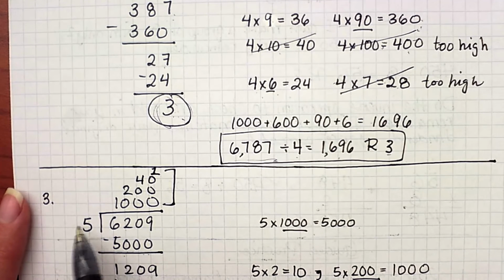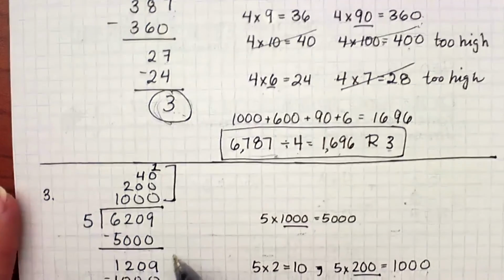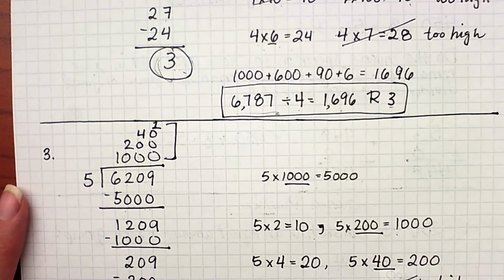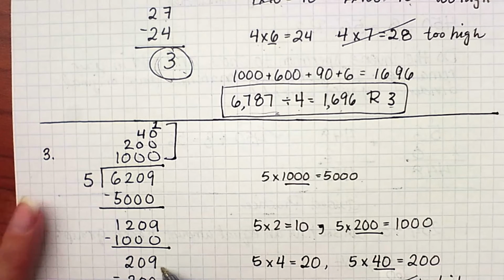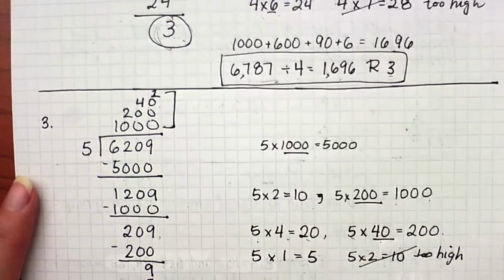So next I need to think, how many groups of 5 are there in 1,209? Well, I know 5 times 2 is 10. So 5 times 200 is 1,000. I'm going to go with that number for now. So I'm going to put 200 over here, and I'm going to subtract 1,000 from the 1,209, and I'm going to end up with 209. Next, I need to think, how many groups of 5 are there in 209? Well, I know 5 times 4 is 20, so 5 times 40 is going to give me 200. That's pretty close. Let's go with that. So I put my 40 up here. I subtract off 200, and I end up with 9.